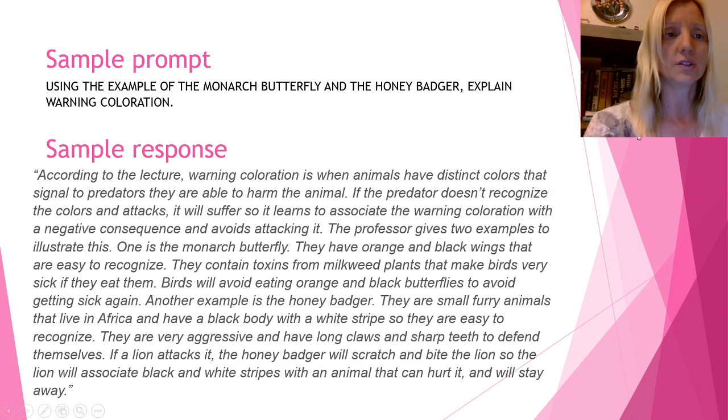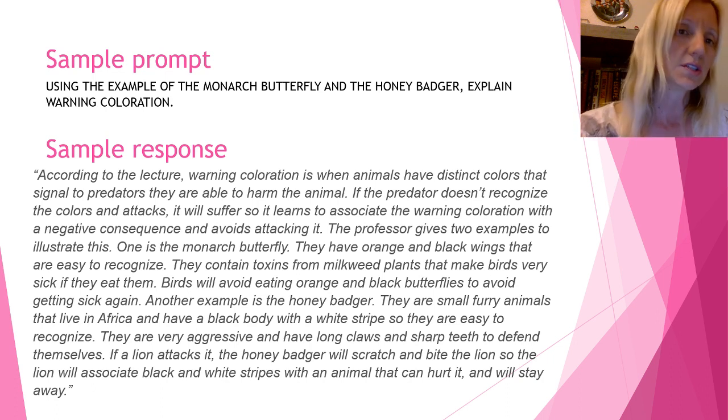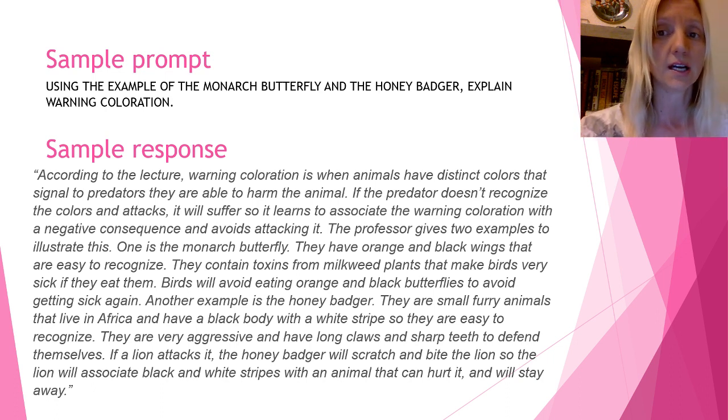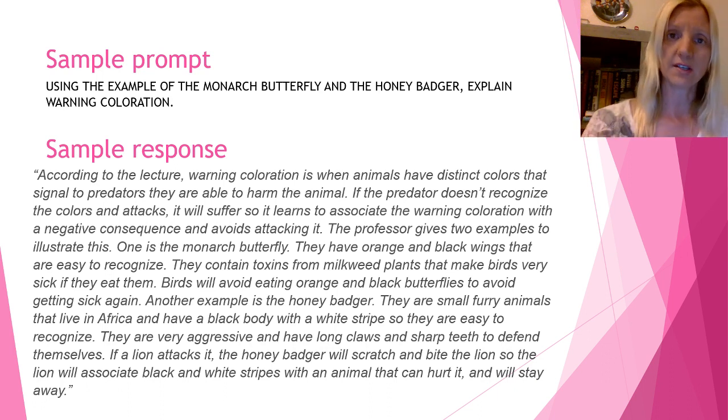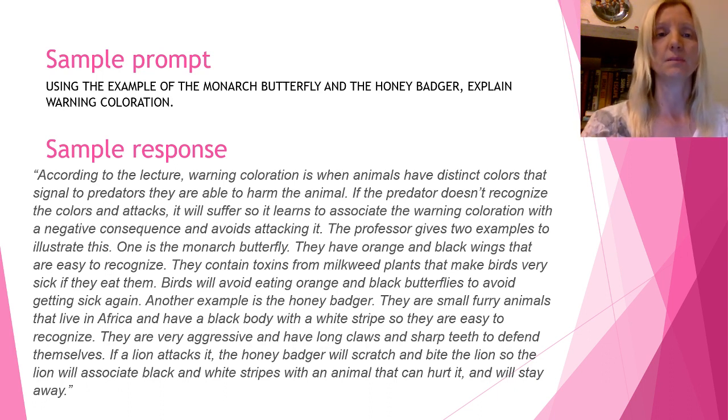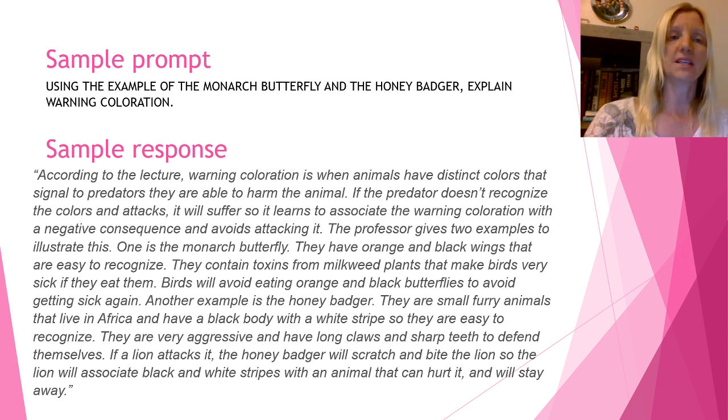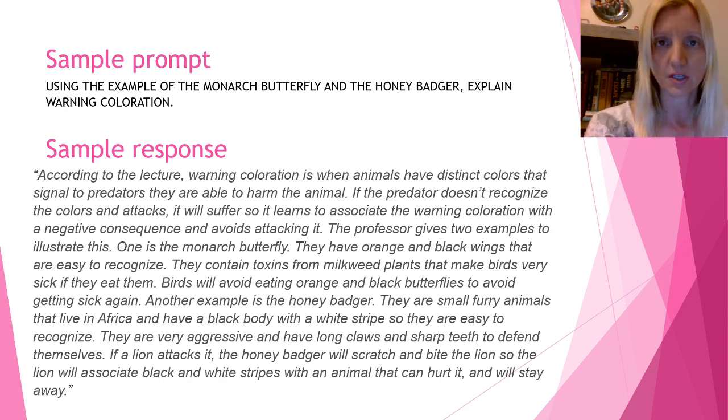Now, let's go to the sample prompt and the sample response. So the prompt will be something like this. Using the example of the monarch butterfly and the honey badger, explain warning coloration. Now, I want to take a moment and explain something. Here, the prompt gave me the names of the animals, monarch butterfly and honey badger.